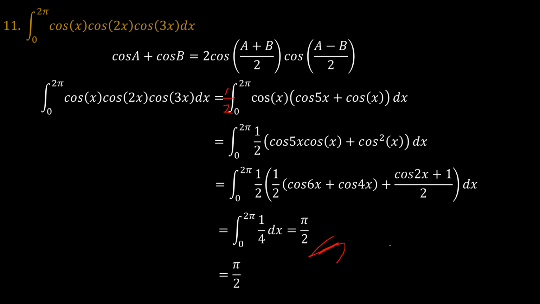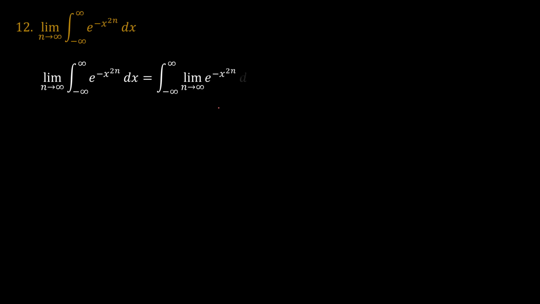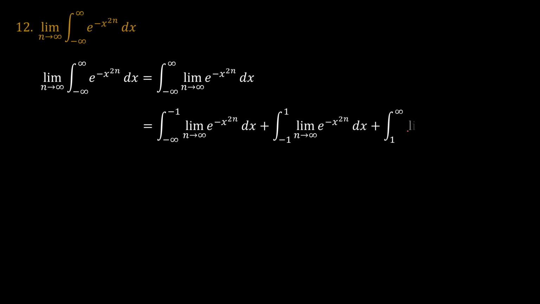Okay. Problem 12. Problem 12 is the limit as n tends to infinity of the integral from negative infinity to positive infinity of e to the power of negative x to the power 2n. And this is a very interesting problem. What you'd want to do is, before anything else, take this limit into the integral sign, and then separate this into three intervals: from negative infinity to -1, from -1 to +1, and from +1 to infinity.